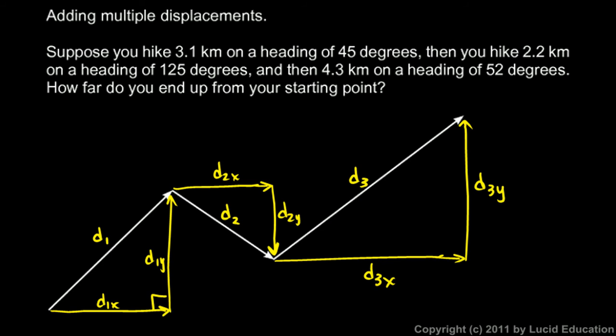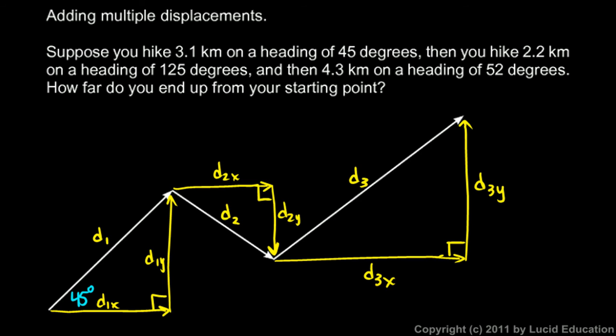In each case, we have little right triangles formed. And so we can use our basic right triangle trigonometry to find these distances. So let's think about this angle right here. If this was a heading from north here, rotating in that direction, if this was a heading of 45 degrees, then this angle right here has to be 45. So let's write that in, 45 degrees. And then let's find d1x and d1y. What you should see is that d1x is going to be d1 times the cosine of 45 degrees. So d1 we were given is 3.1. So d1x is 3.1 times the cosine of 45 degrees.